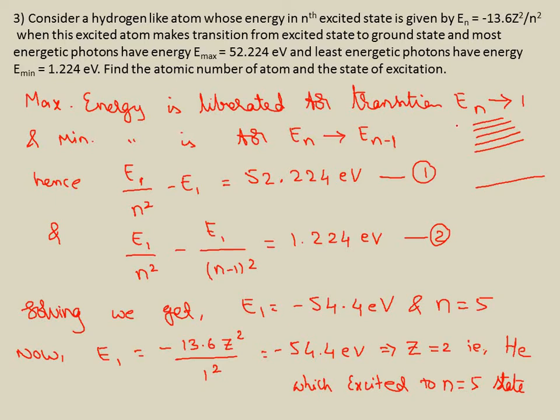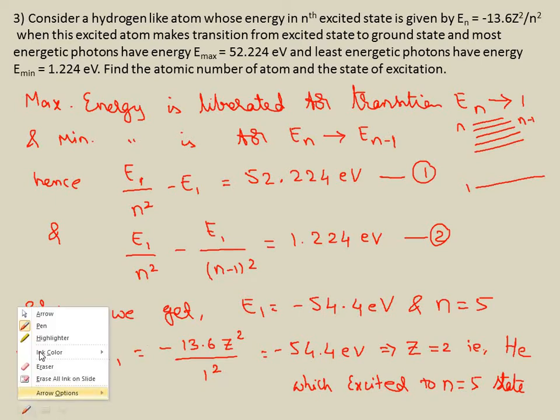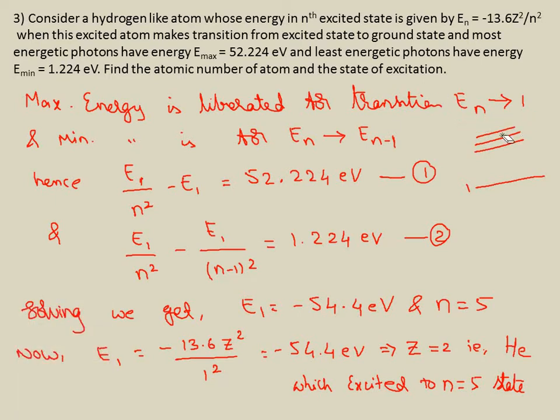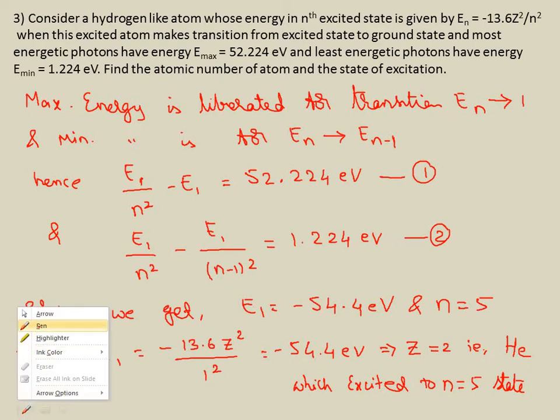Let's say if this is the nth level, and this is the ground level, the maximum difference will exist only between these two energy levels, the nth one and the first one. While the minimum will be between n and n minus 1. That's it, right? Are you getting the point here? So the maximum energy will be between the nth level and the first level, while the minimum will be between n and n minus 1.